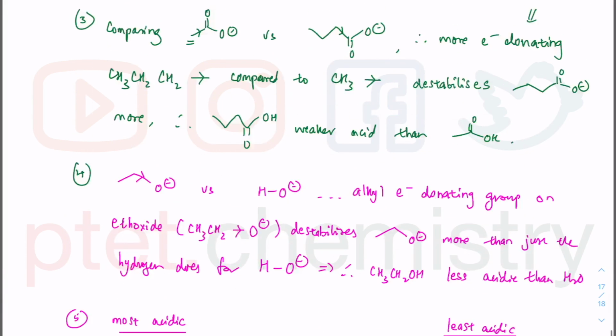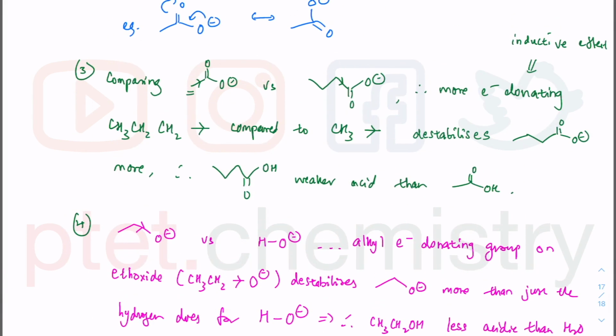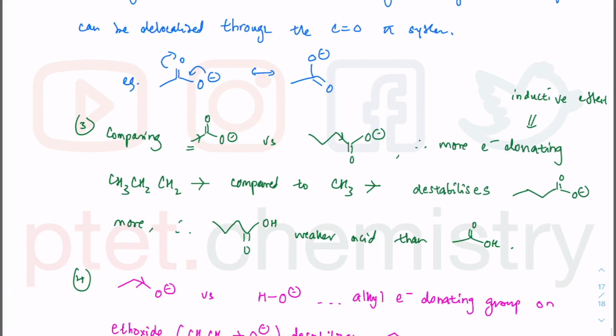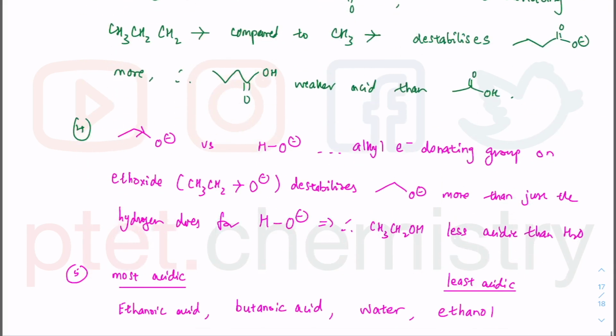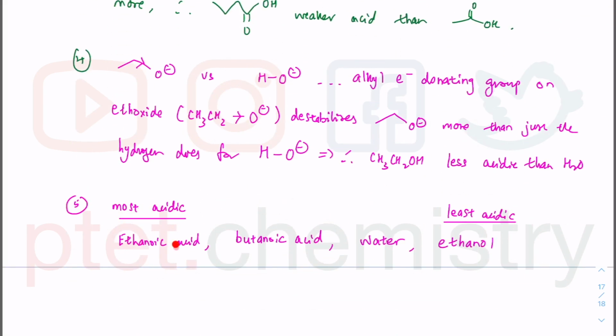As a result of that, at least here you might think the electron donating group destabilizes the negative charge. It does to some extent, but you remember you can also delocalize over the carbon-oxygen carbonyl pi system. That's why carboxylic acid is always going to be more acidic than either of these two there. So that's the end of that 4 marks essay question.